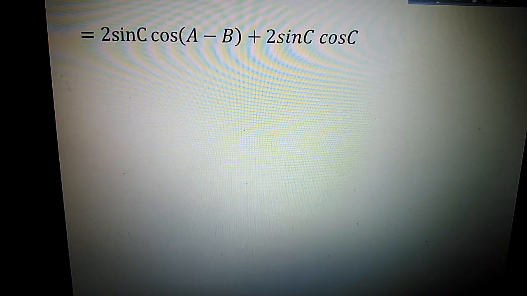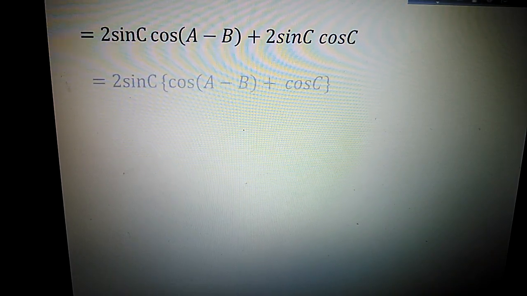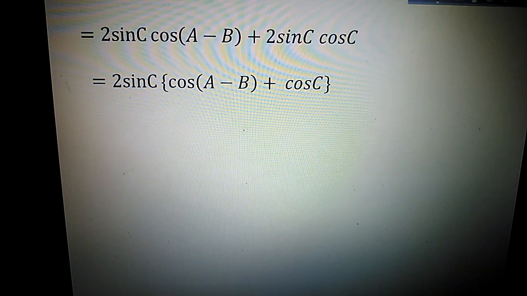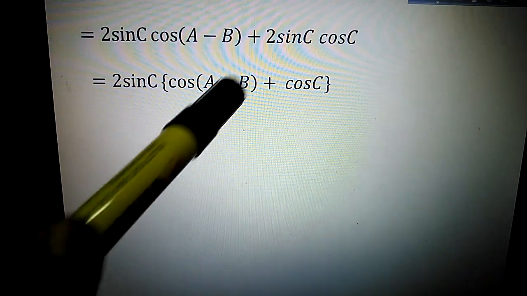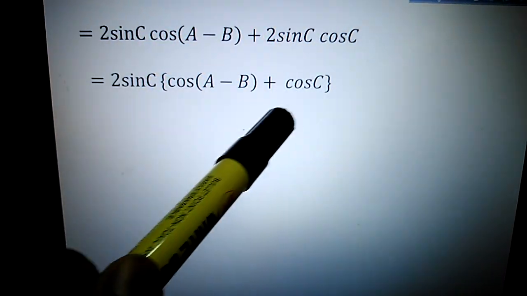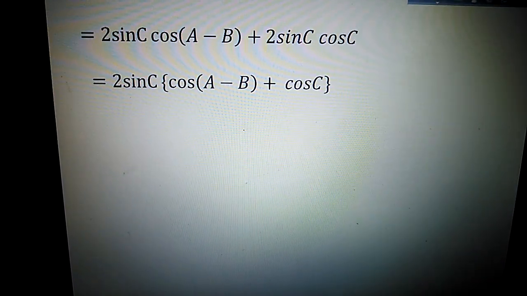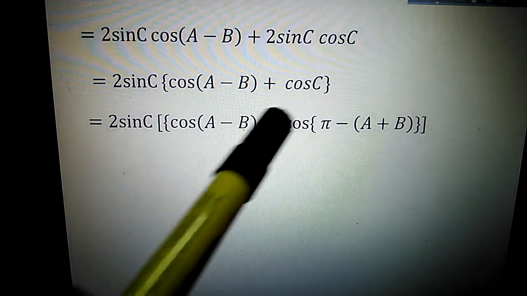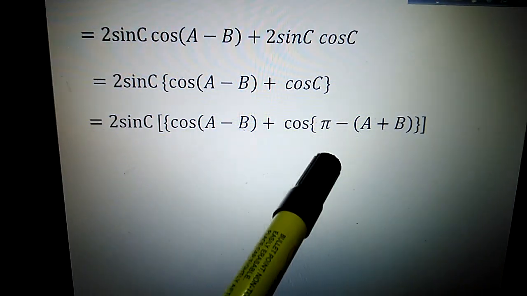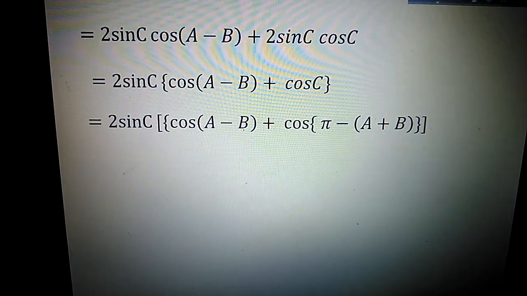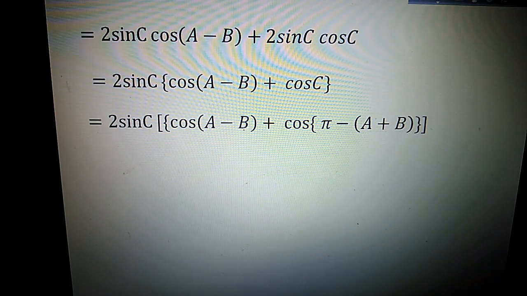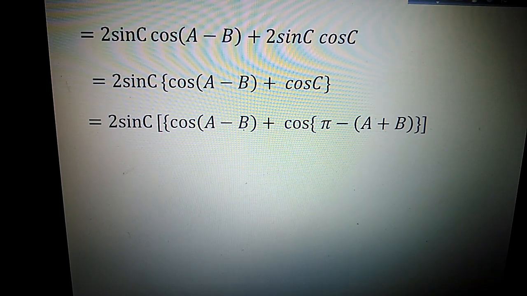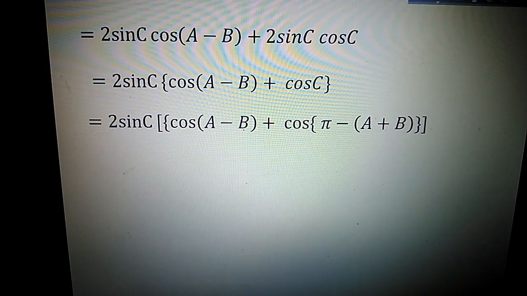2 sine c cos (a minus b) plus 2 sine c cos c, and we take 2 sine c as common. So from here we get cos (a minus b), and from the second term we get cos c. Okay, then the next line. Similarly for cos c, instead of c we can write pi minus (a plus b). As we know a plus b plus c equals pi, that means c is equal to pi minus (a plus b).